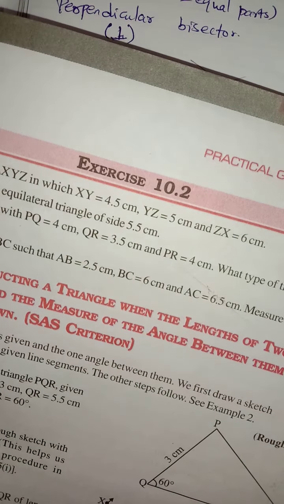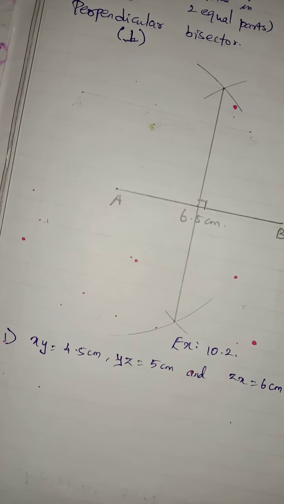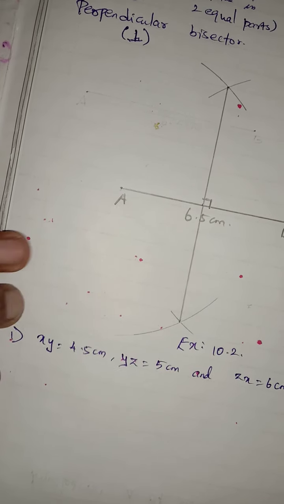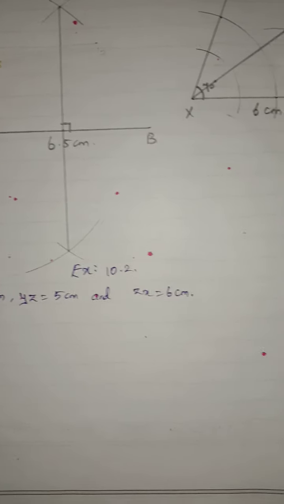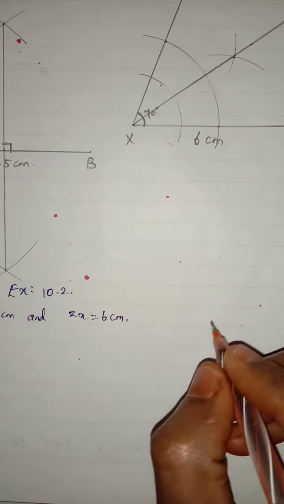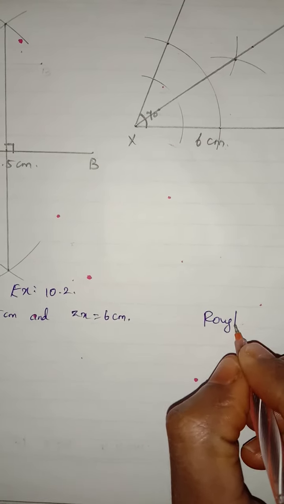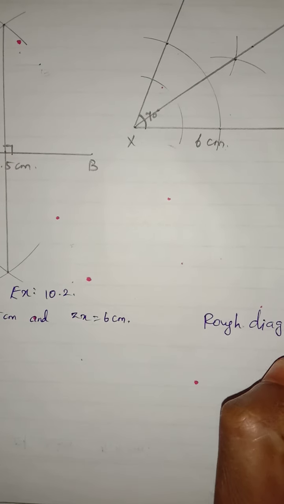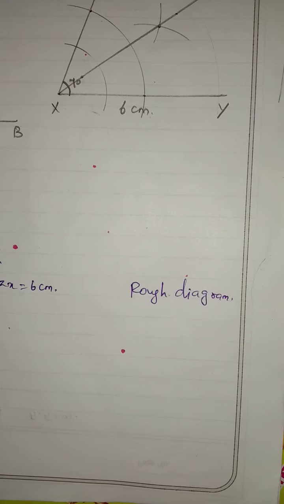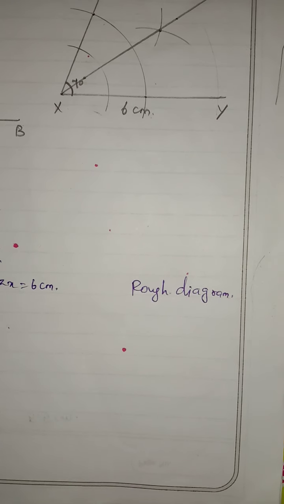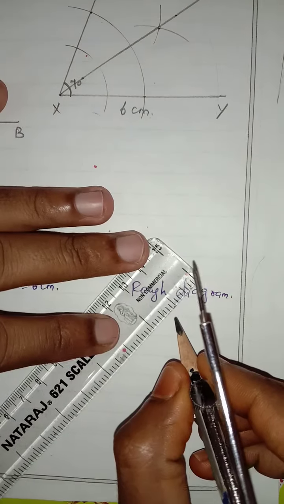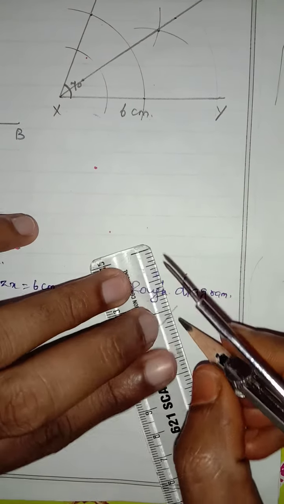So in construction, before drawing the actual diagram, draw the rough diagram in the right hand side corner. For the rough diagram, you need not take actual measurements. So take a scale and draw the rough diagram, but you want to use a scale.